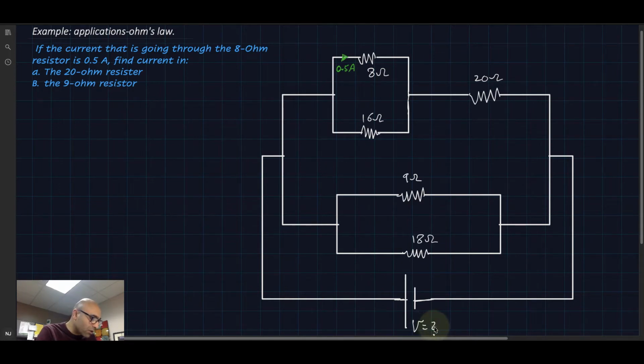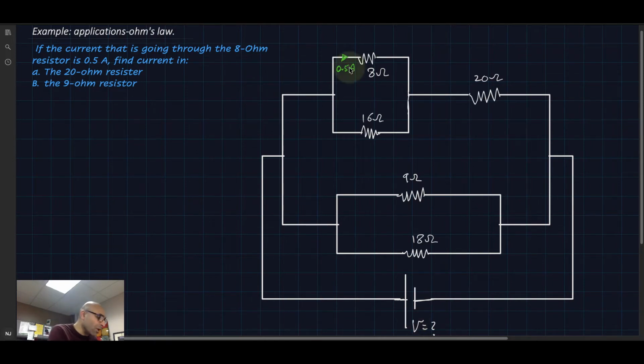There's a voltage power supply, a battery if you will, that does not have a value, so we don't know what it is. But remember, there's only one power supply, even if we have many loops, so we don't need to use Kirchhoff's rules to solve this problem. We only need to use Ohm's law.